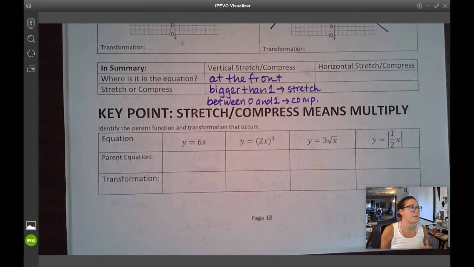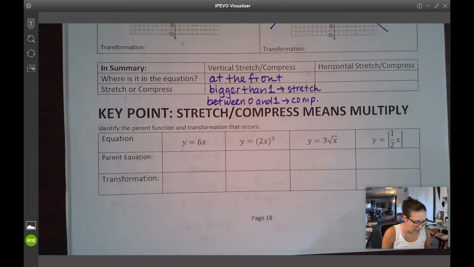So if I multiply it by 1/2 or 1/3 or 0.7, any number between 0 and 1 is actually going to make it smaller, right? If I take half of something, that's making it smaller. But if I multiply something by 2, that's going to make it bigger.